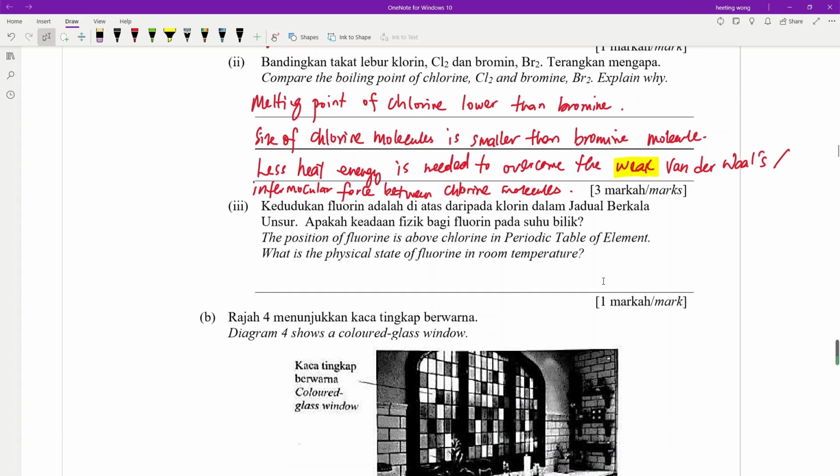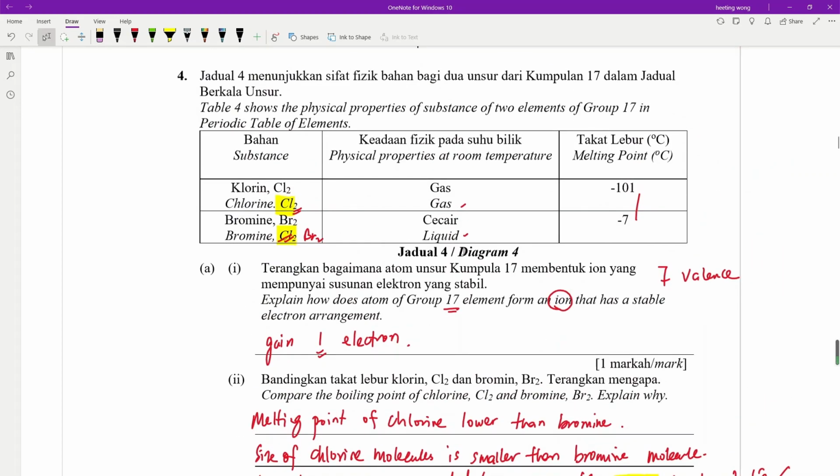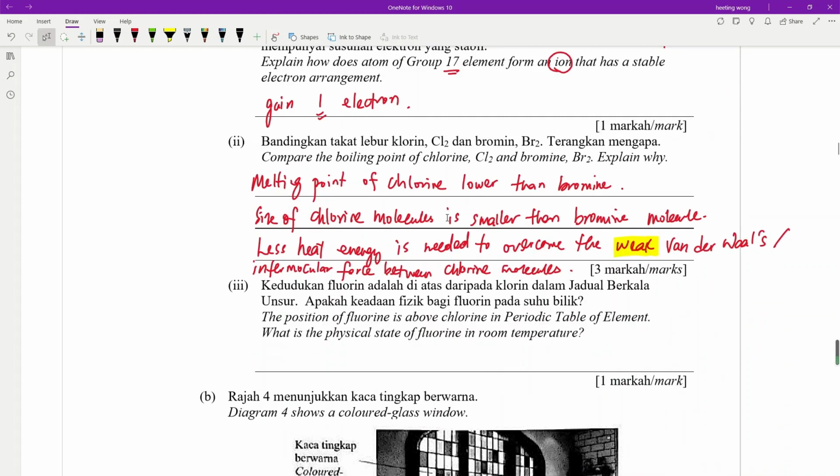Now, the position of fluorine is above the chlorine. So what is the physical state of fluorine at room temperature? So here you can see bromine is lower, is liquid already. Then chlorine is gas. Then definitely fluorine should also be in the gas form.